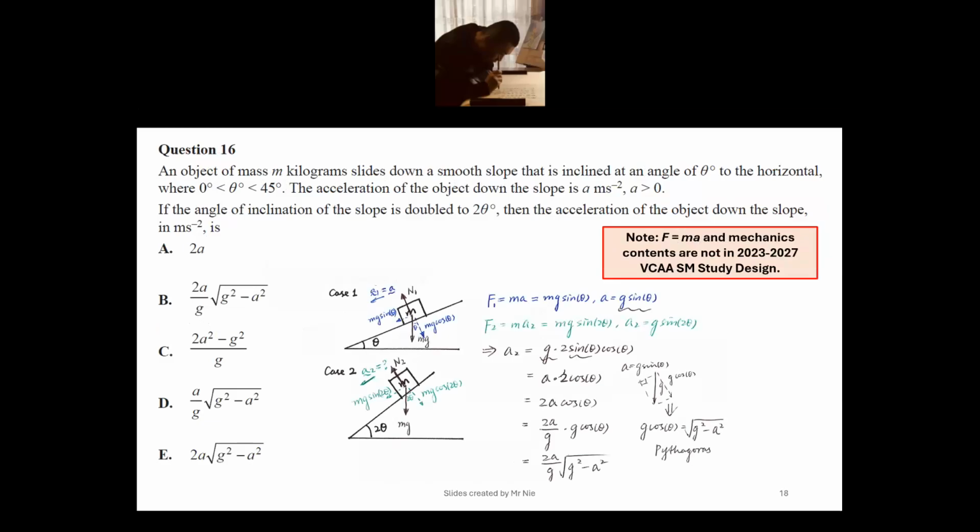Question 16 concerns two inclined planes, one with an angle theta and the other with 2 theta, and some trigonometric identities were involved, as well as resolving the gravitational force into two components. And I'll skip this one. The answer is B.